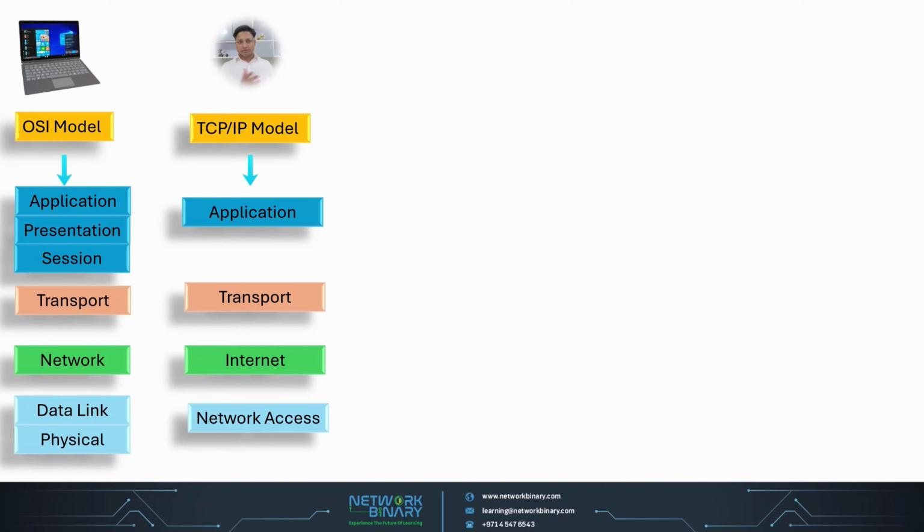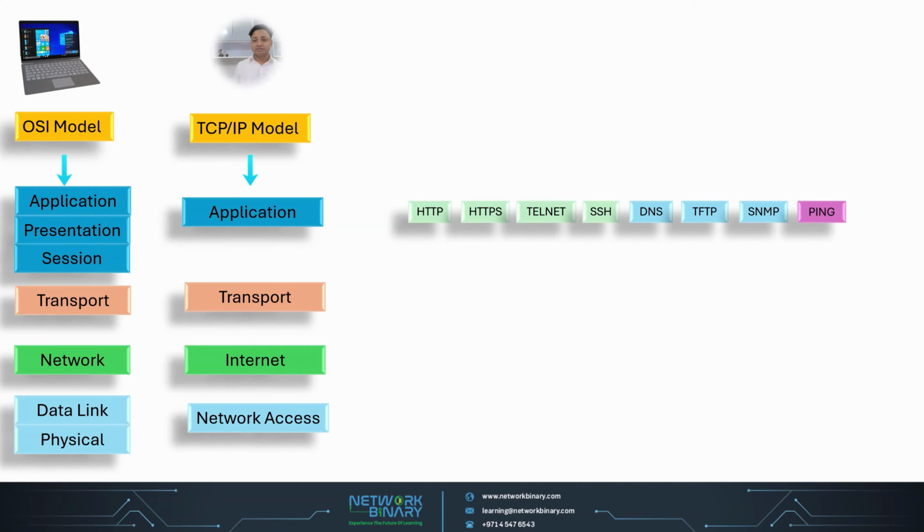We already have seen some services and protocols in our course. So let's arrange them accordingly in this. We have HTTP. I'm talking about the application layer now. HTTP, HTTPS, Telnet, SSH, DNS, TFTP, SNMP, and ping. Few names I have arranged here, but definitely these are not all. So we have some other services as well on the application layer.